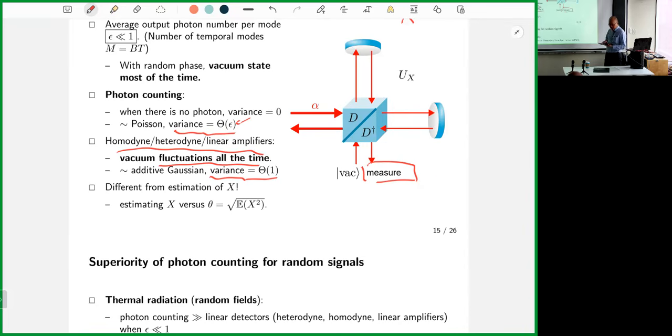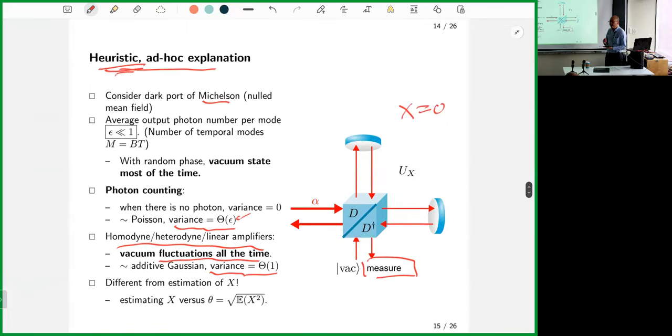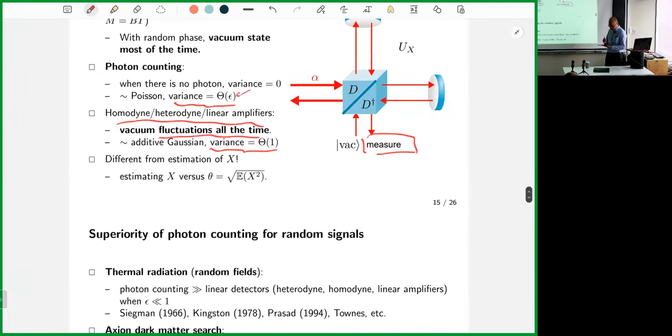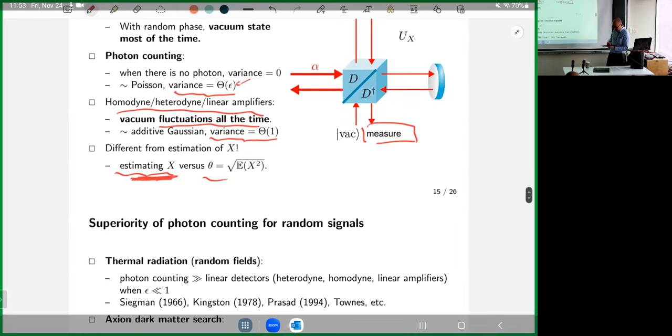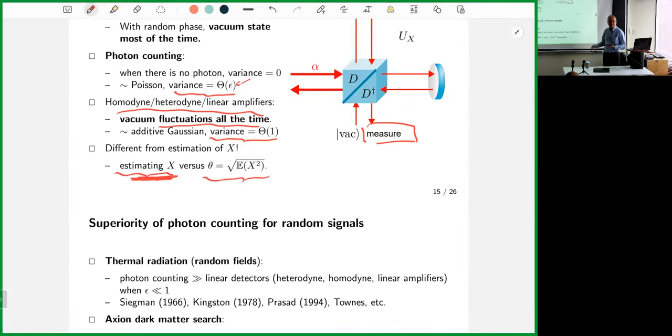Okay. But I should stress that this is very heuristic, because if you look at this explanation, it doesn't explain why homodyne is good enough for estimating the waveform. I mentioned at the beginning of the talk that homodyne is good enough for estimating the waveform. So this explanation is really ad hoc. At the end, you still have to do the proper calculation to see that there's a huge difference between estimating the waveform itself and estimating the average energy of X squared.